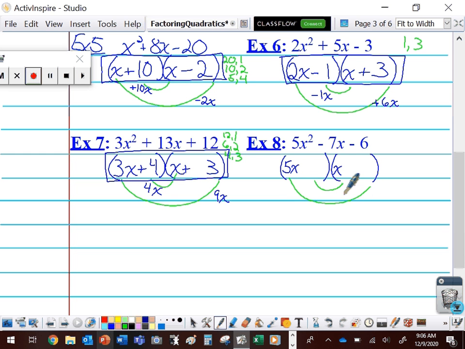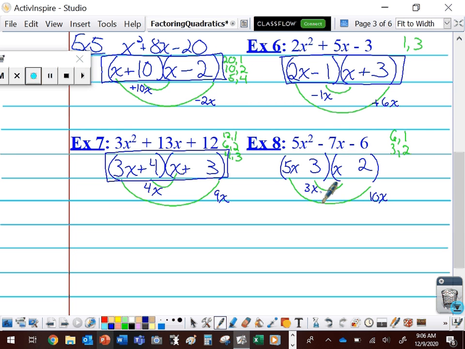So let's talk about what numbers we can use. Well, we can use 6 and 1, and we can use 3 and 2. Okay, well, let's see which ones are going to work. I think 3 and 2 is going to be the pair that we'll use. So let's try 3 and 2. On the outside, 5x times 2 gives me 10x. On the inside, 3 times x gives me 3x. Now my c term is negative, so I need to be able to subtract these two and get that minus 7x. Well, 10x minus 3x gives me positive 7x. 3x minus 10x gives me that negative 7x. So these are the right numbers, and they're in the right place.